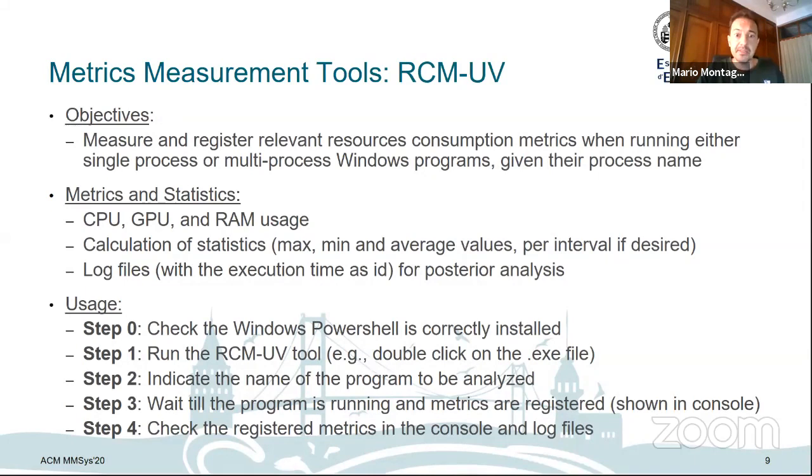And the first tool, which is the resource consumption metrics measurement, monitors the CPU usage, the GPU usage, and the RAM usage. Also, a new version that is available on GitHub also measures how much bandwidth consumption is used by a specific Windows process ID. And then you can measure some statistics like the maximum, minimum, and average values, and these values are shown on the console, but are also stored in log files.